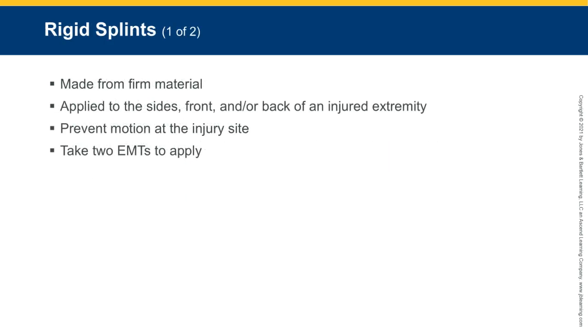Rigid splints are made of firm materials such as plastic, wood, or metal and provide strong support to an injured extremity. They are applied to the sides, front, or back of the injured limb to prevent movement. At least 2 EMTs are typically needed to apply a rigid splint properly while maintaining stabilization.